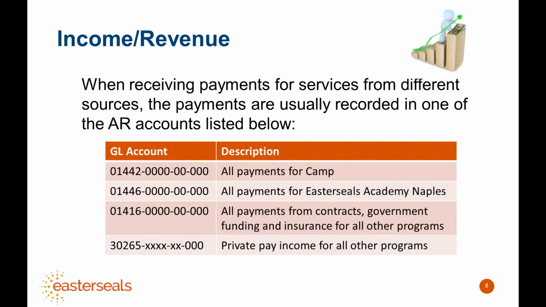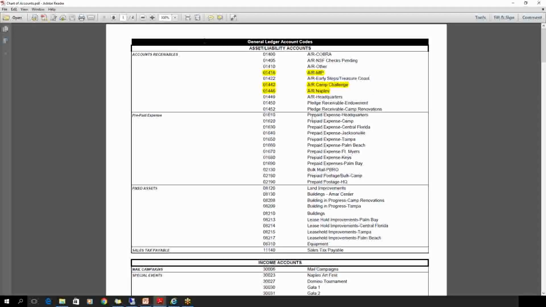So now if you want to take your printout labeled General Ledger Account Codes, I'm going to pull one up on the screen as well. So it should look like this, what you printed out. Now, if you notice at the top, there is a list of accounts receivable codes. All of the AR accounts usually start with 0, and next to them are the descriptions.